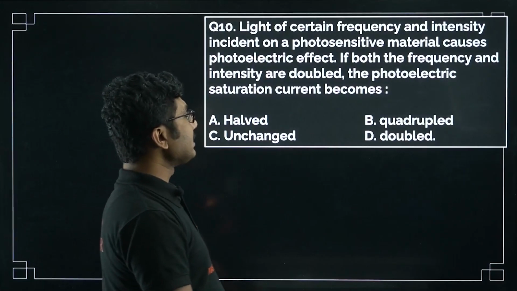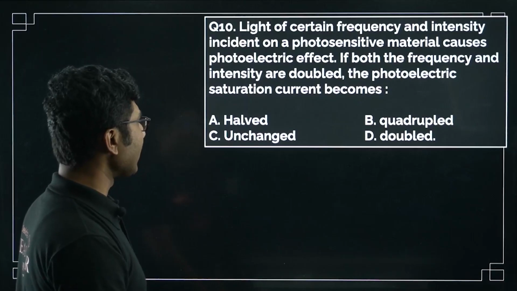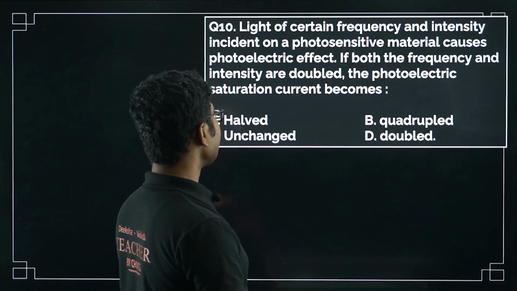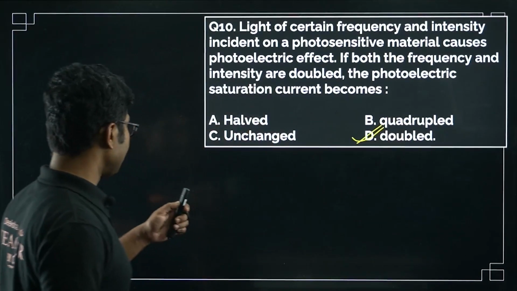Light of certain frequency and intensity incident on a photosensitive material causes the photoelectric effect. If both the frequency and the intensity are doubled, the photoelectric saturation current becomes doubled. So option D. Next question.